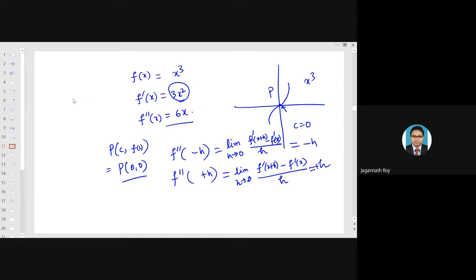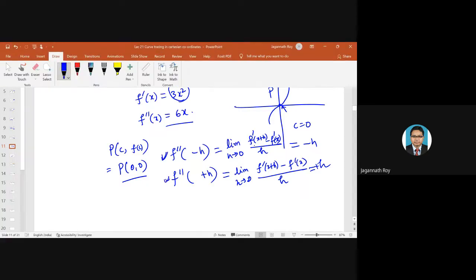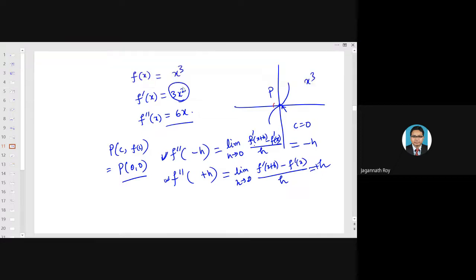So these two derivatives, if you consider the neighborhood about the 0, this is 0 plus h, 0 minus h. If you consider this interval, at some point you are getting negative, and at some point you are getting positive. So this is the actual meaning of it.